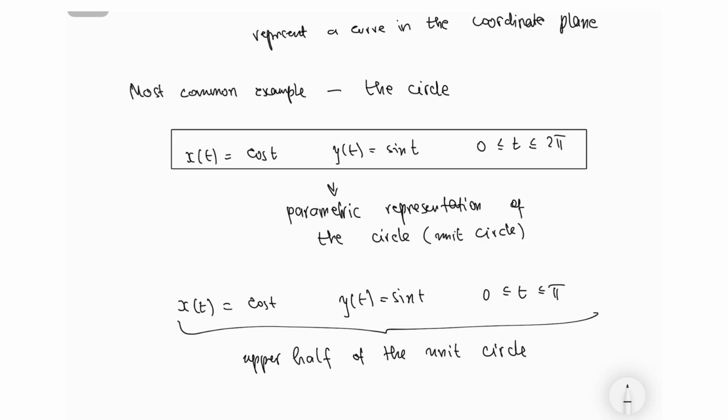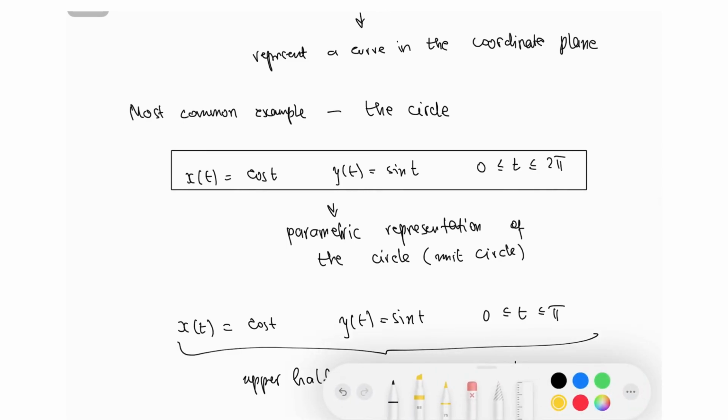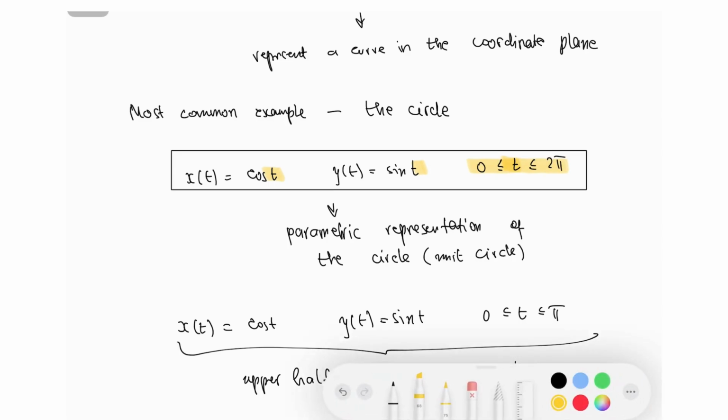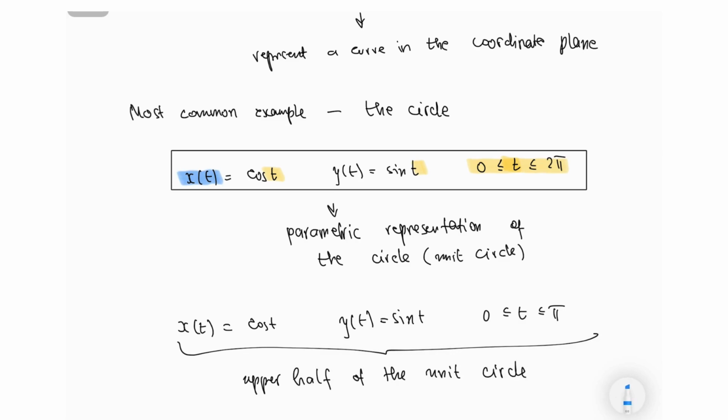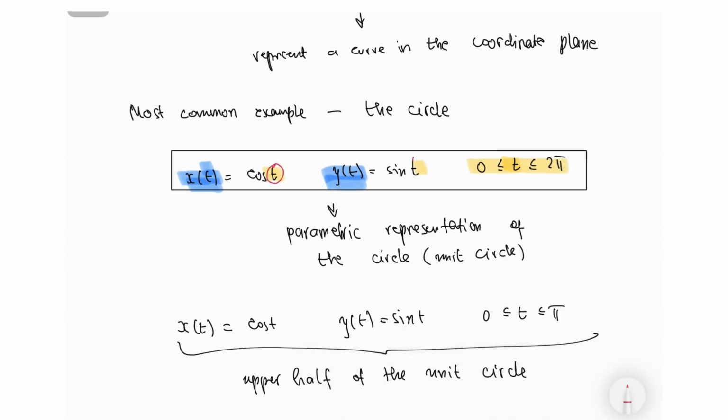So exactly what we have said above, we have a parameter t that goes between 0 and 2 pi, and we also have two functions, x of t and y of t. So those are two functions, and notice that we have one and the same parameter for both functions.